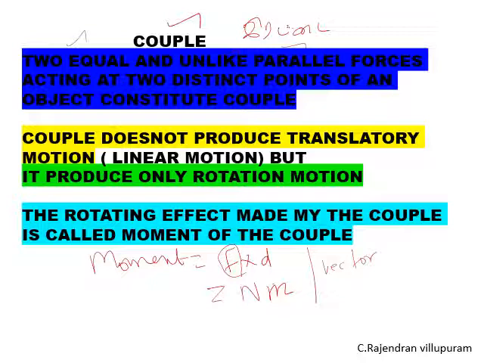That is called couple. If two equal and unlike parallel forces act on two distinct points, a couple is produced. In a couple, the net force is zero. Why? See here, one force is acting in this direction and another force in the opposite direction. If you find the resultant force, we already know that if two forces act in opposite directions, you take the difference. So F minus F equals 0. So the resultant force acting on a couple is 0.